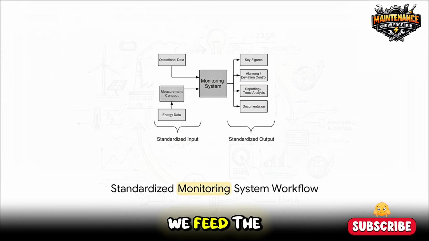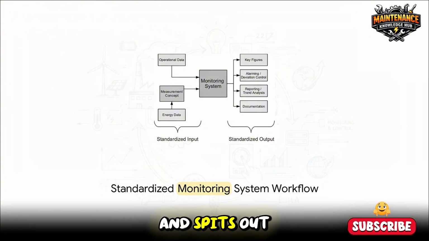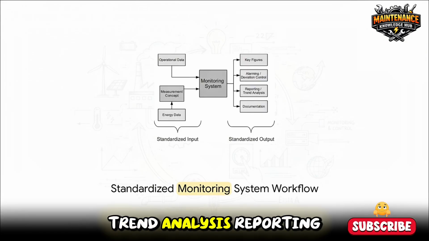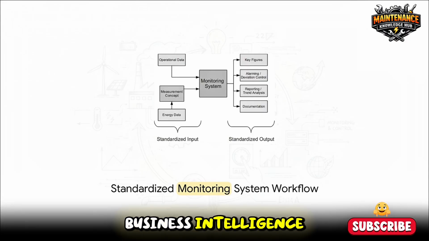Now, what's really interesting about this workflow is how it systematizes that discipline. On the left, we feed the system with 2 standard inputs: energy data from your meters and operational data, like your production volumes or even the outside temperature. The system crunches all of this and spits out standardized outputs on the right: key figures for management, immediate alarms when consumption deviates from the target, trend analysis reporting, and formal documentation. Basically, it takes raw, chaotic data and turns it into highly actionable business intelligence.